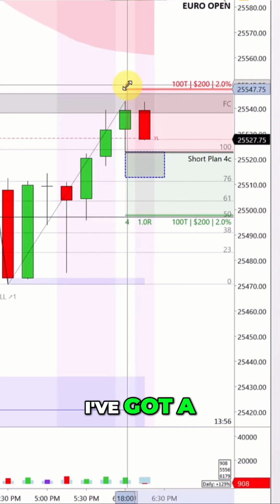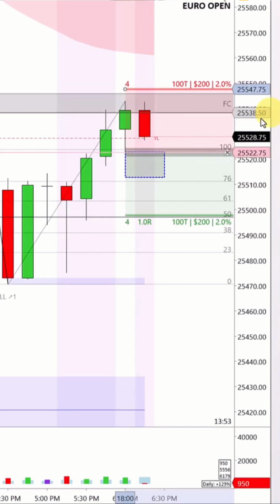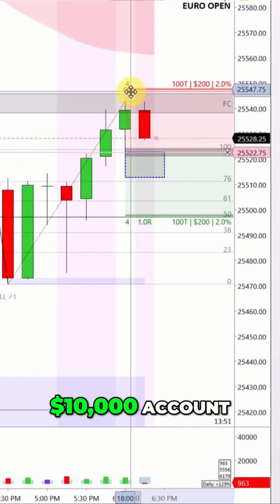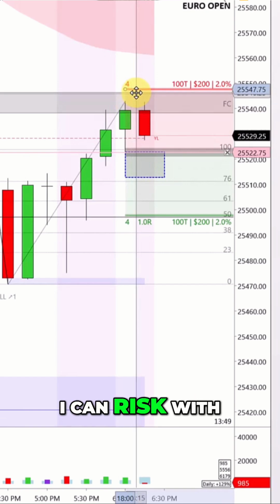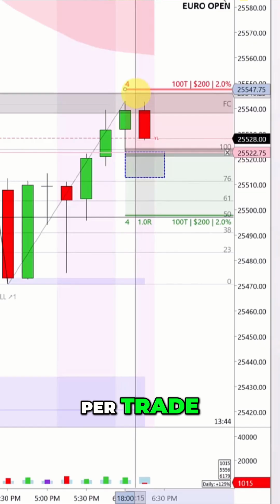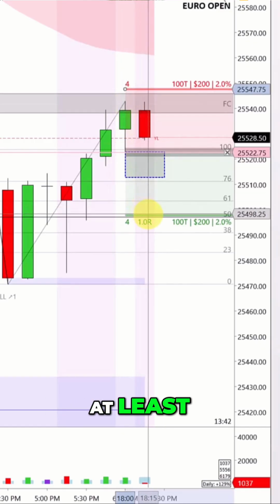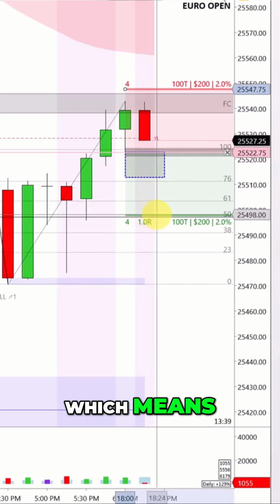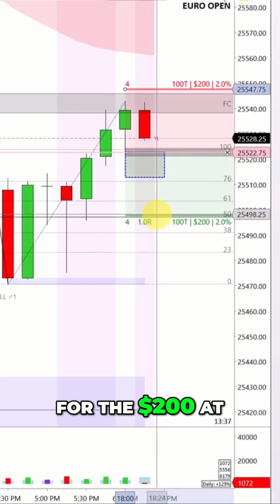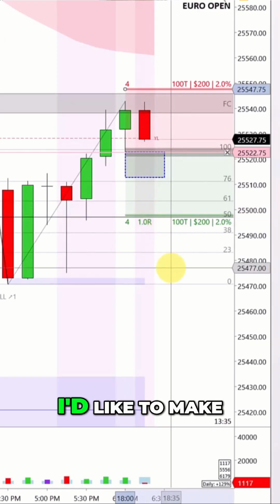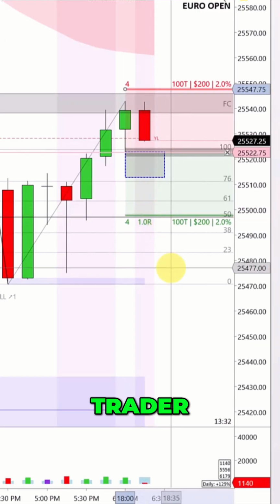So if I've got a $10,000 account, right, now I've put the order on. If I've got a $10,000 account, I can risk with 2%, I can risk $200 per trade. Now, of course, I want to make at least 1-to-1, which means $200 on this trade for the $200 at risk. I'd like to make more than that, but being a day trader, sometimes 1-to-1 is ample. So now we're just waiting for this market to pick us up.